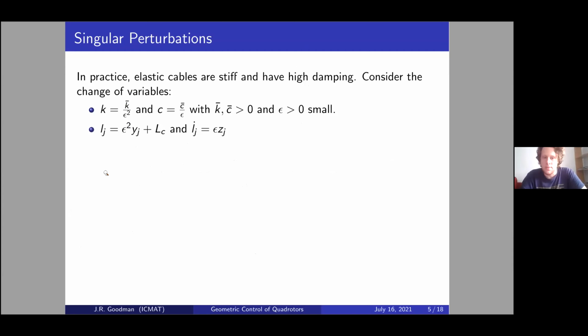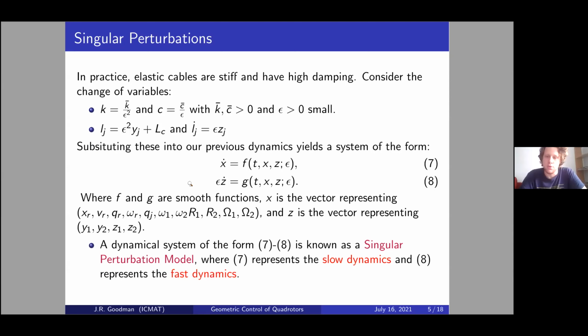We'll further make a change to variables so that we have our cable length represented as the rest length plus some small perturbation, as well as the stretching velocity as just being a small perturbation around 0. So what we can do here is substitute these back into our previous dynamical system and compress it into this form, which is known as a singular perturbation model.